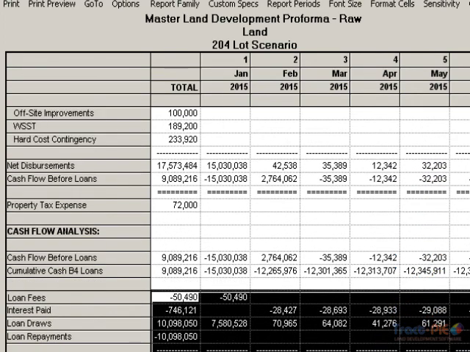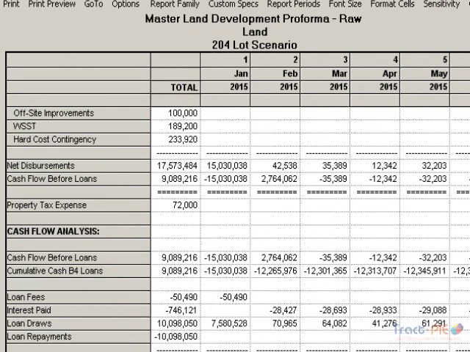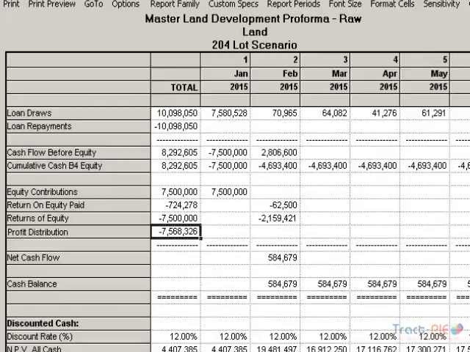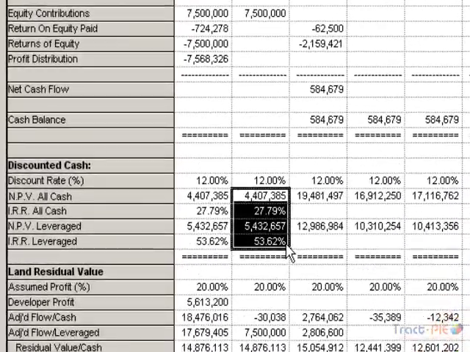What is not funded by the loans and cash flow is funded by equity. In this particular case, we need about $7.5 million in equity. The equity is eventually returned along with profits of about 7.6 million. Internal rates of return are also calculated before any loans as well as after the loans.